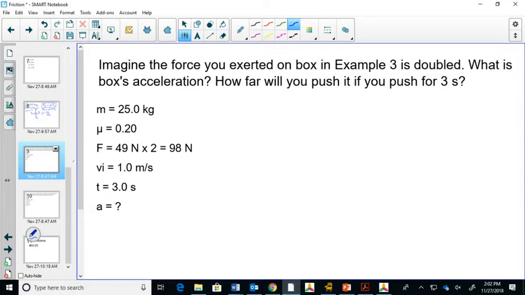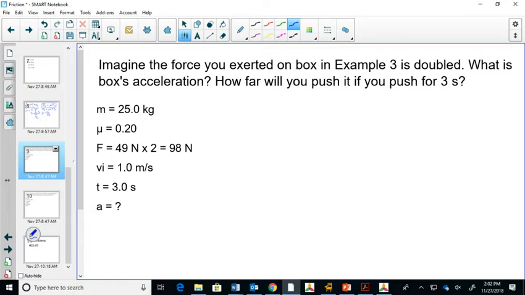Now, I already pre-wrote this, but I highly encourage you, before you do a problem, you do this. So you know what you've been given, right? So we have the mass from the previous problem that said it was 25 kilograms. The mu was 2.20, the coefficient of friction. We found yesterday in example problem 3 that we were pushing with a force of 49 newtons. So we doubled it and we got 98 newtons.